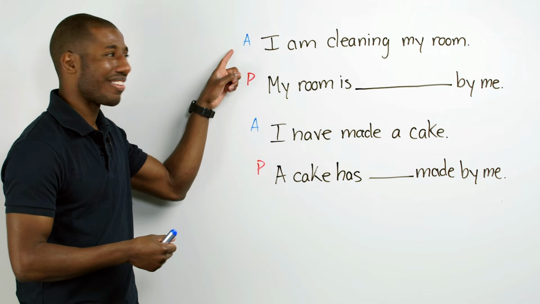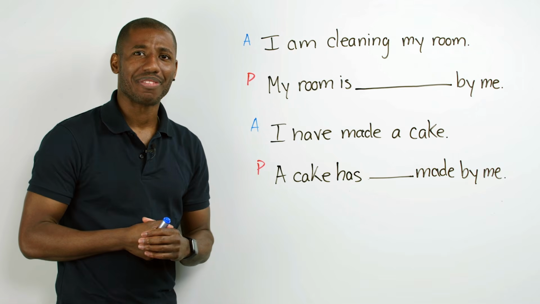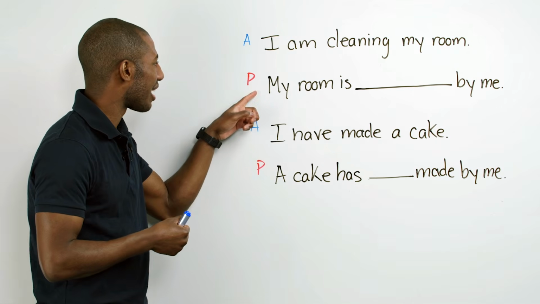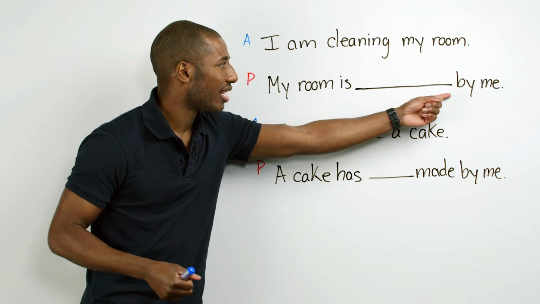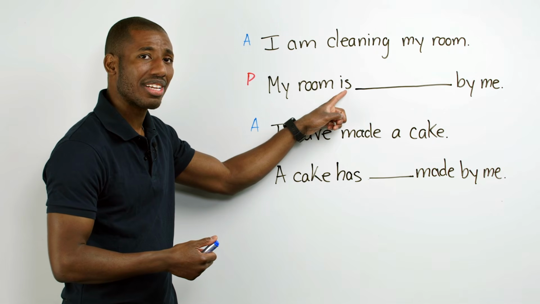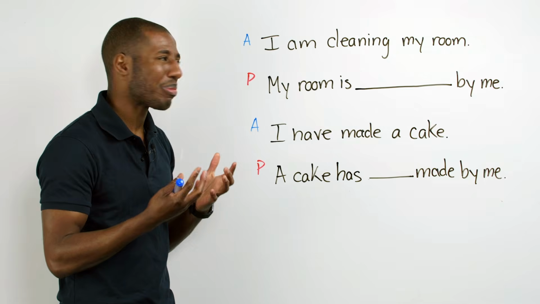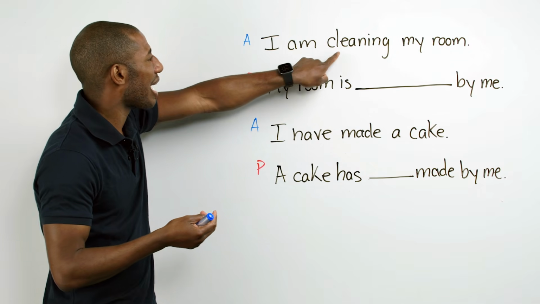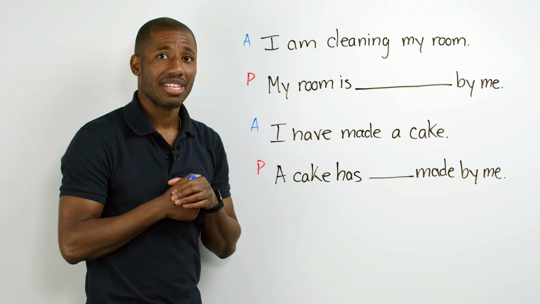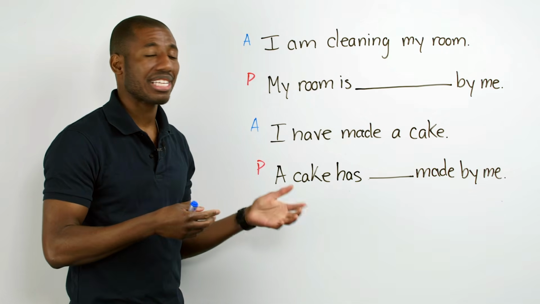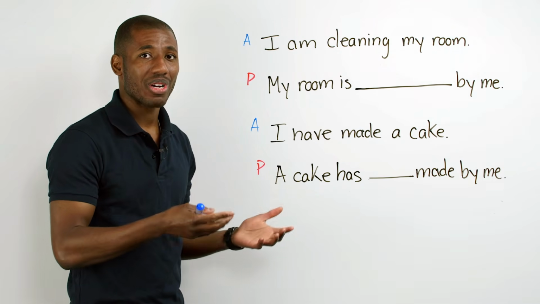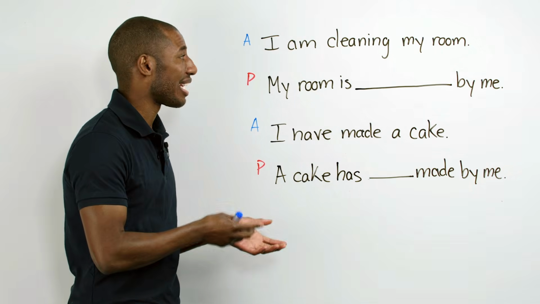Let's start here with this active voice sentence. I am cleaning my room. The passive voice sentence of that is, my room is blank by me. I can see that I have a to be verb, is, but I'm not done. It's incomplete. Well, if I look at my action in the active voice sentence, we have cleaning. Cleaning is written in the present continuous tense. I know from earlier that my to be verb has to match with the same tense.